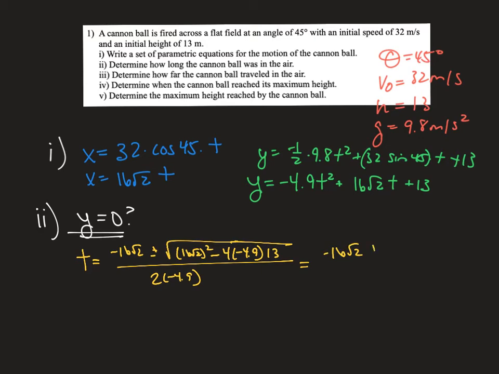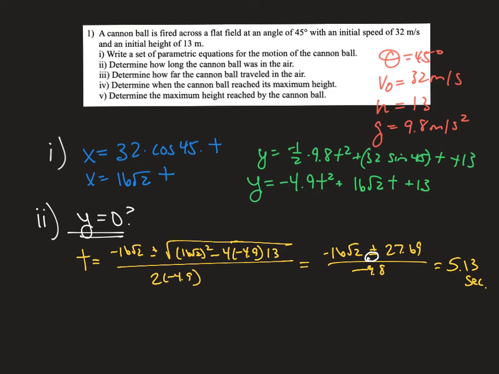So negative 16 radical 2 plus or minus. Underneath all of that radical gives me 27.69, divided by negative 9.8. Now if I did negative 16 radical 2 plus 27.69, I'd get a positive number in the numerator, and then I'd have to divide it by a negative. So that's not really what I want. I want to take the minus. So when I do that, what I'll get is 5.13 seconds. So it's in the air for 5.13 seconds.